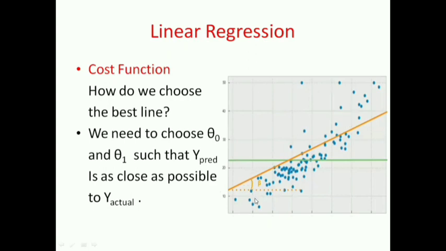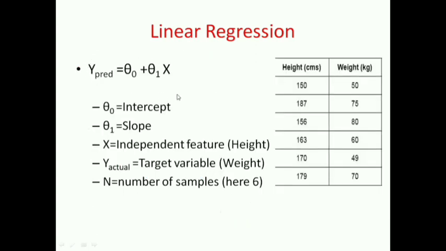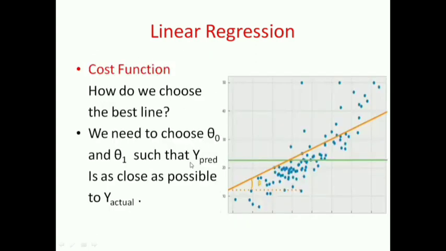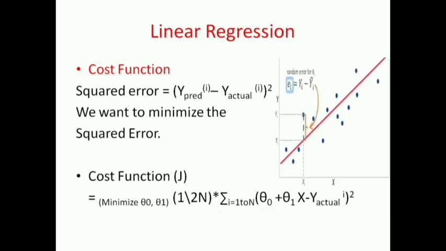So the problem is, how will we choose? How will we know which line best represents this data set, or which line best generalizes this data set? So how do we choose the best line? What can we do? We need to choose theta naught and theta 1 such that the predicted value of y that we calculate using this equation of the line is as close as possible to the actual value of y. That means it best mimics the actual values of y.